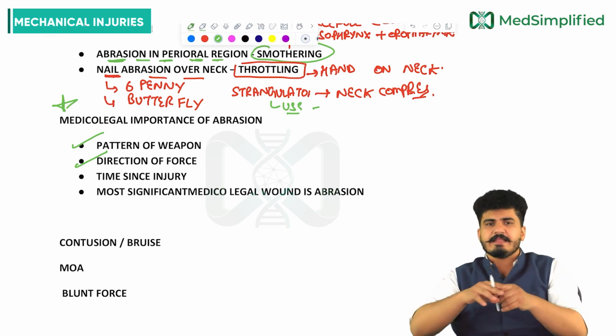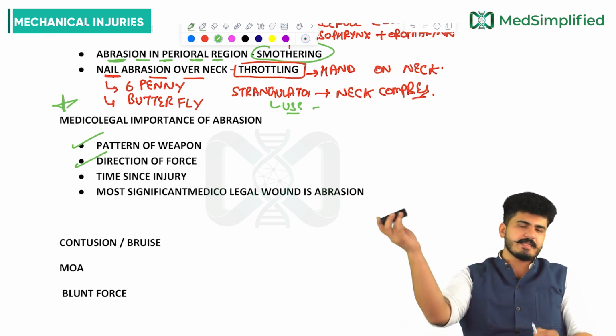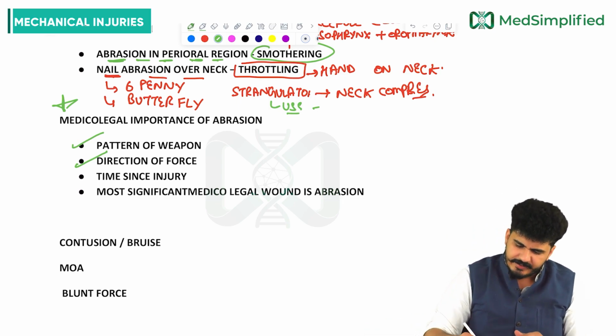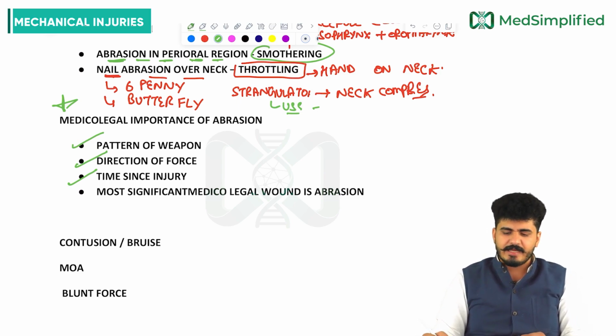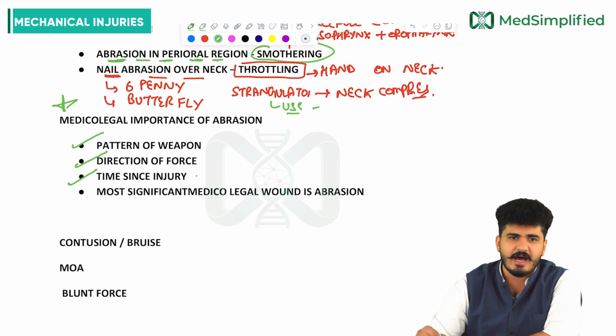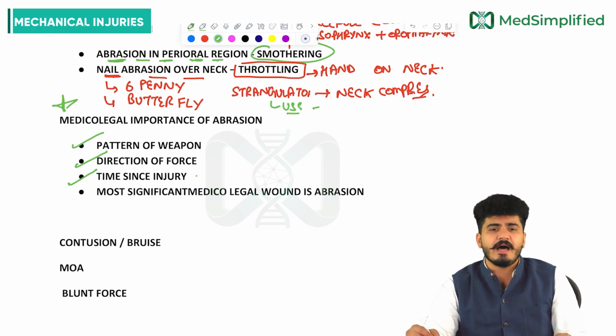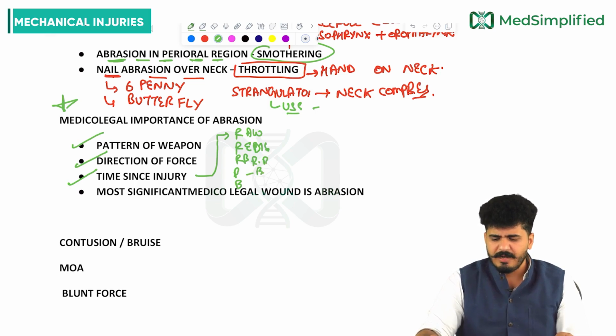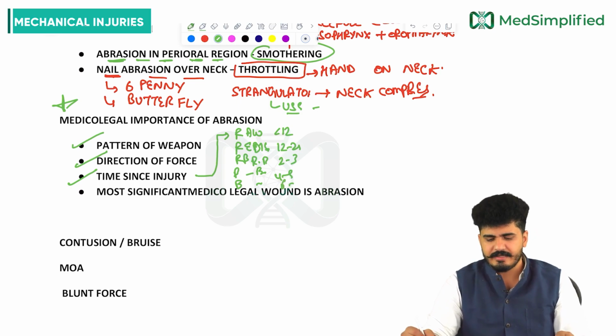Same is with the blunt force. If I am using this and hitting this side, you will come to know from where the force is. Then it will tell us the time since injury. How will we come to know the time since injury? Just now we have read, sir, RR RB BB: raw, reddish, reddish brown, brown, black. Less than 12 hours, 12 to 24 hours, 2 to 3 days, then 4 to 5, 6 to 7 days.